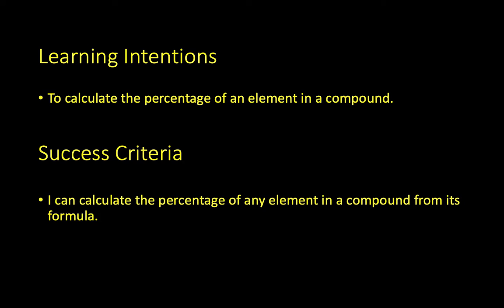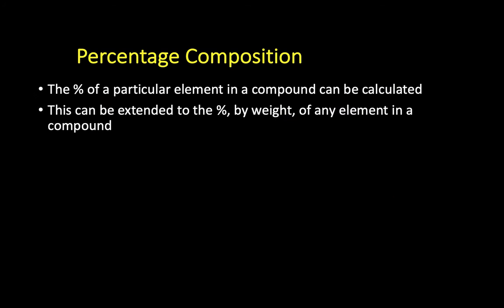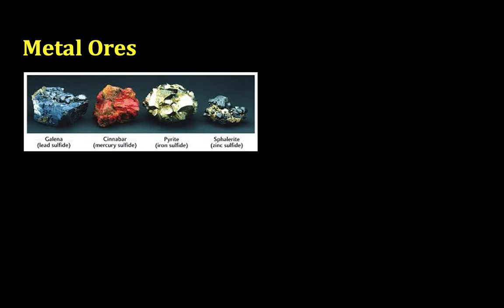And by the end of the lesson, you will be able to calculate the percentage of any element in a compound from its formula. The percentage of a particular element in a compound can be calculated. Now, we can extend that to the percentage of any element in a compound when we know the formula of the compound. Now, this is particularly important when we consider our metal ores.